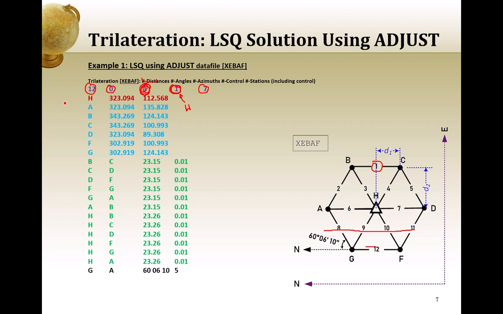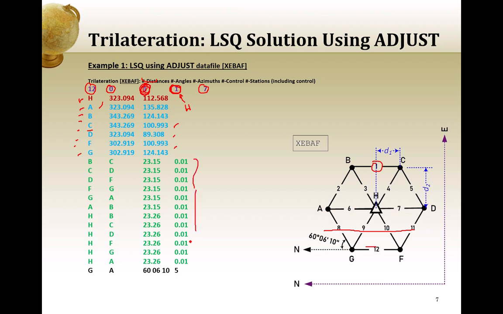So now we want to enter the control station coordinates, which is H, and then A, B, C, D, E, F, G. These are the six stations, and these are the approximate values in blue. Now, these are for the stations.